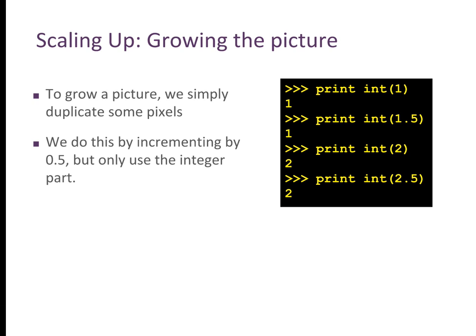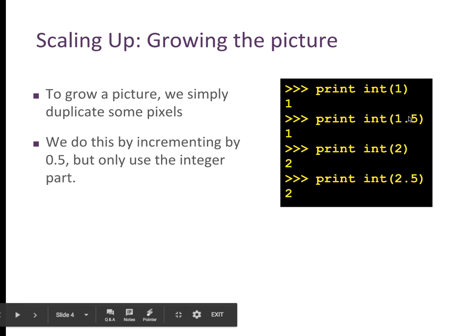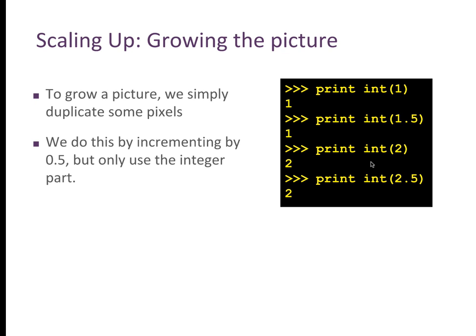Now, if we want to scale up, we have to duplicate some of the pixels. The way we do that is we oversample, by, instead of incrementing by 2, incrementing by a half. In our loop, you'll see that we're going to go 1, 1.5, 2, 2.5, and so forth, so that in the picture we're sampling from, we'll copy every pixel twice.